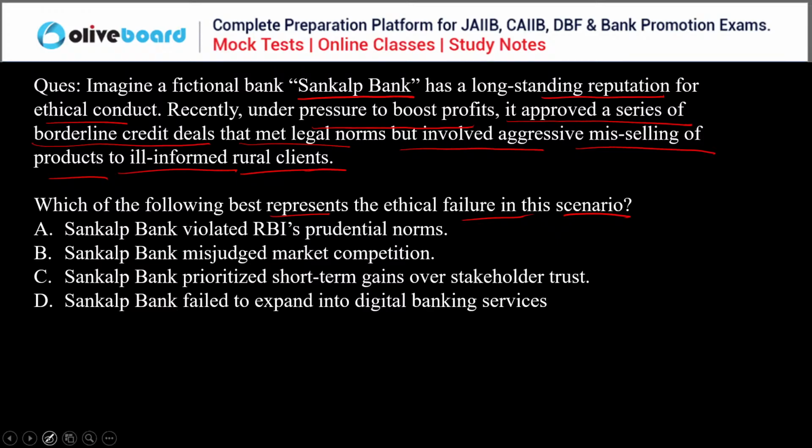Sankal violated the RBI's prudential norms. Sankal Bank misjudged market competition. They prioritized short-term gain over stakeholder trust. They failed to expand into digital banking services.